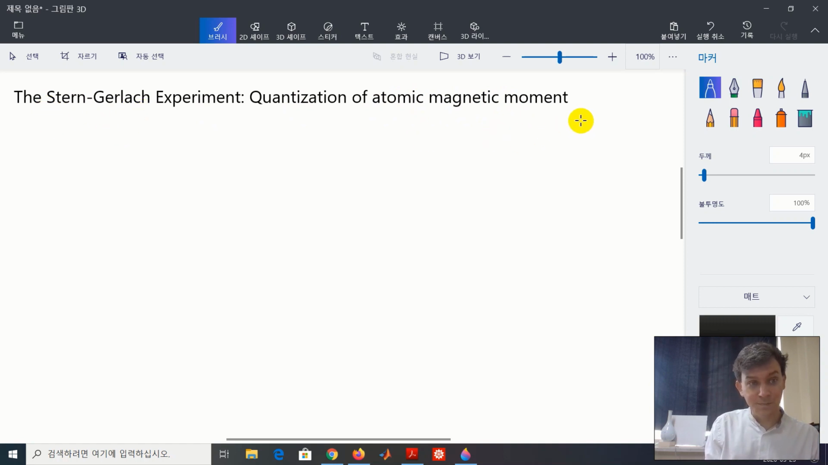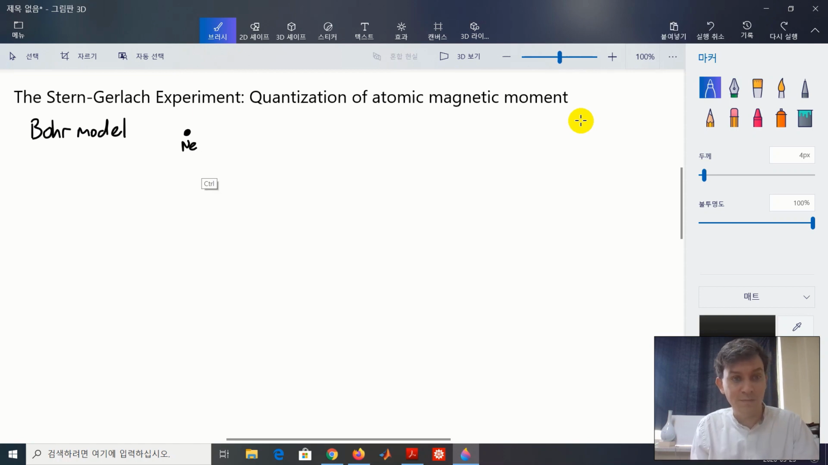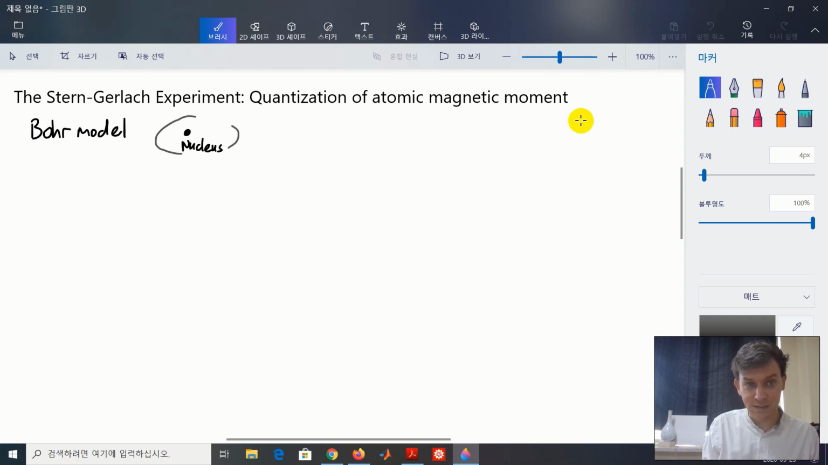Okay, so if we just briefly review what we saw last time with the Bohr model of the atom. The Bohr model of the atom is very similar to Rutherford's idea. You have a nucleus which is very much heavier than any of the electrons, and therefore it is more or less stationary, and in the classical picture the electrons go around this nucleus in orbits like this. So here's an electron going around.